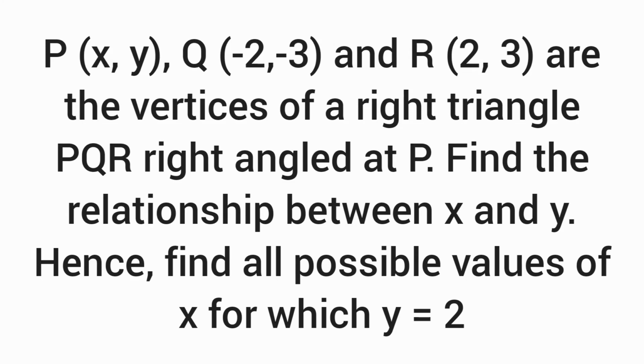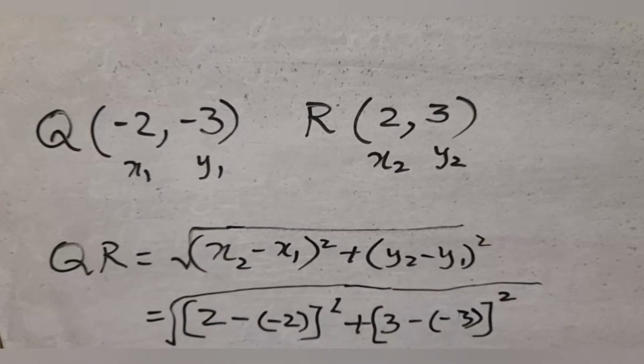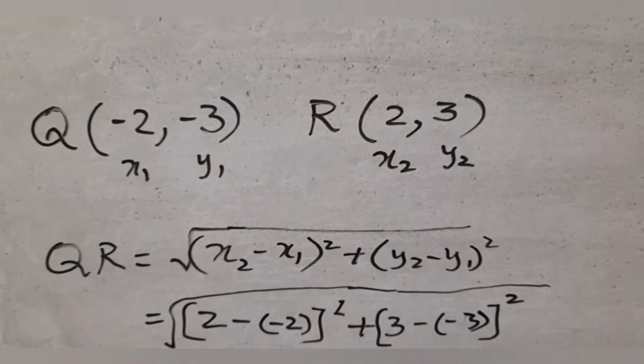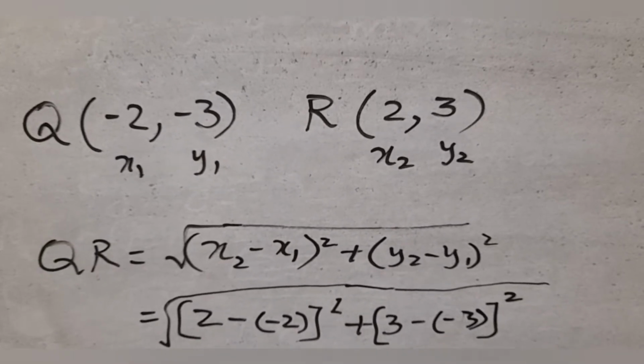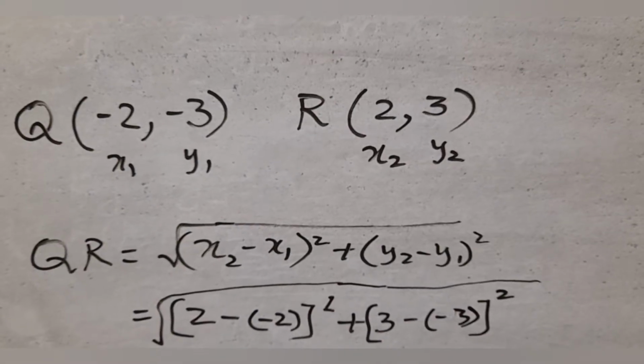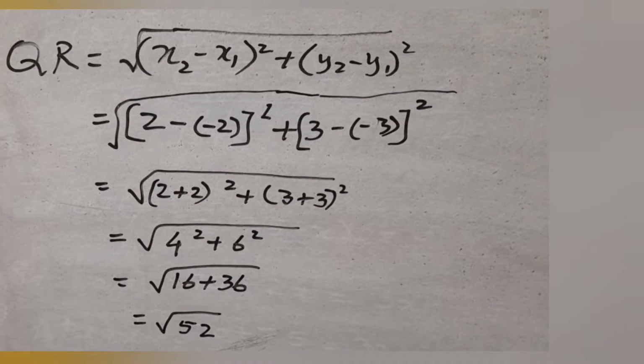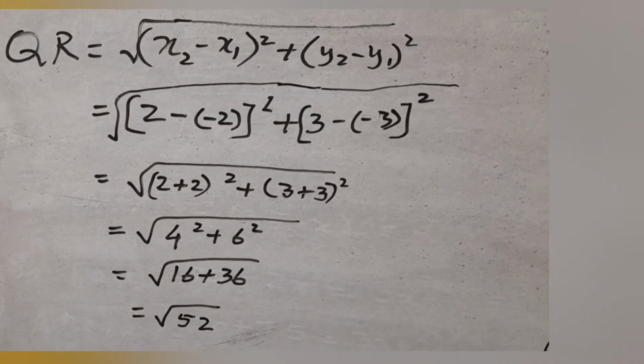Start by finding the length of the sides of the triangle. With the side QR, take the points as x1, y1 and x2, y2. Apply distance formula to find QR. So we get QR equal to root 52 units.